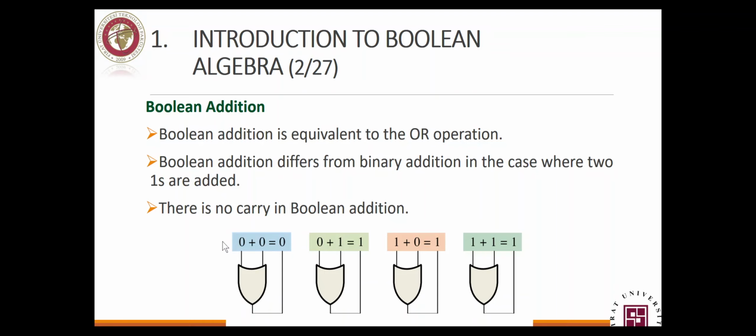Now, what does it mean? For the OR operation we have 0 or 0, that is 0 as an outcome; 0 or 1, that's 1 as an outcome; 1 or 0, that's 1 as an outcome; 1 or 1, that's 1 as an outcome. Now for the arithmetic operation, normal addition, 0 plus 0 is 0, fine. 0 plus 1 is also 1. 1 plus 0 is 1. But 1 plus 1 is 10.